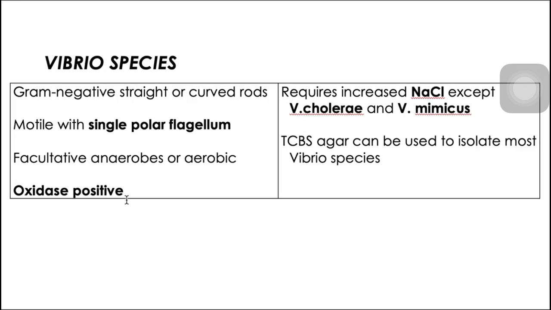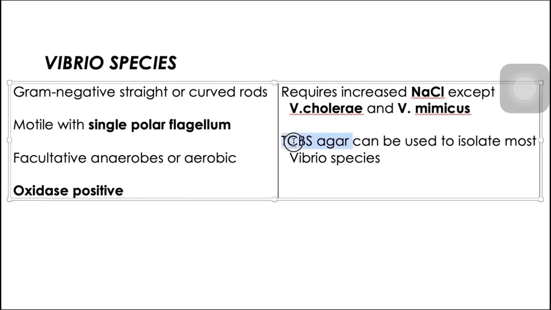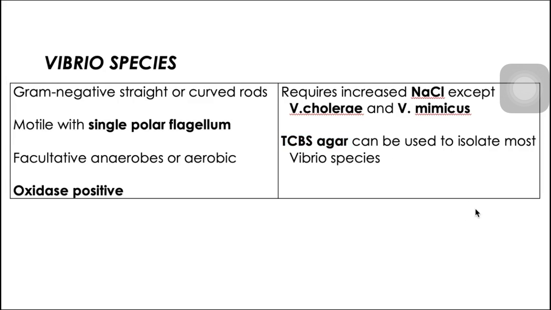Vibrio species require increased sodium chloride, meaning they are halophilic or require a high amount of salt for their growth, except for Vibrio cholerae and Vibrio mimicus. Again, except for Vibrio cholerae and Vibrio mimicus. TCBS agar, or thiosulfate citrate bile salt sucrose agar, is used to isolate most of the Vibrio species. Again, this one is for Vibrio. The indicator in TCBS is bromthymol blue.